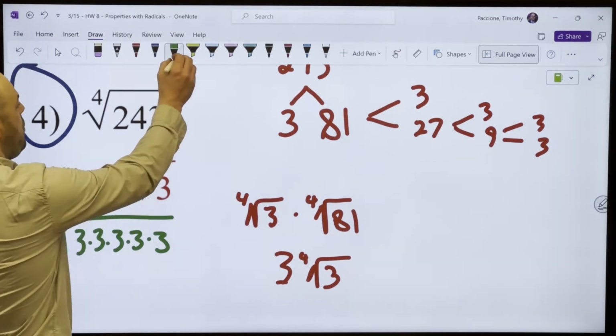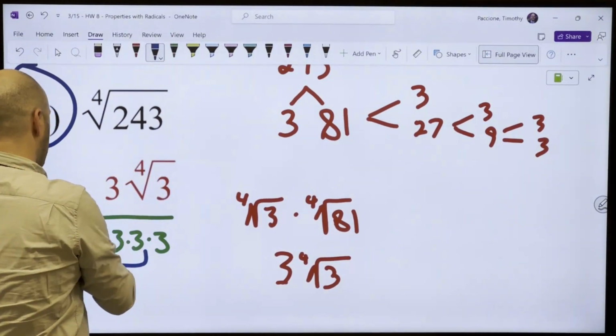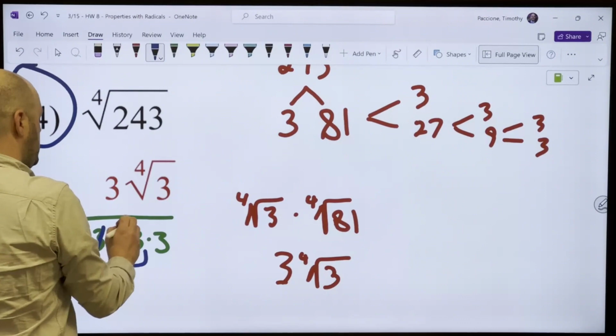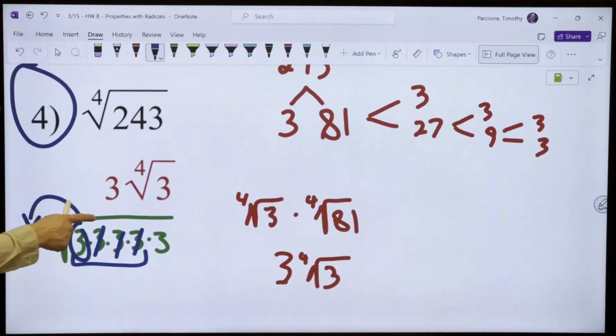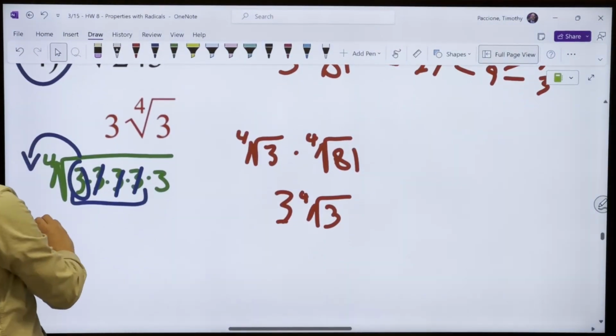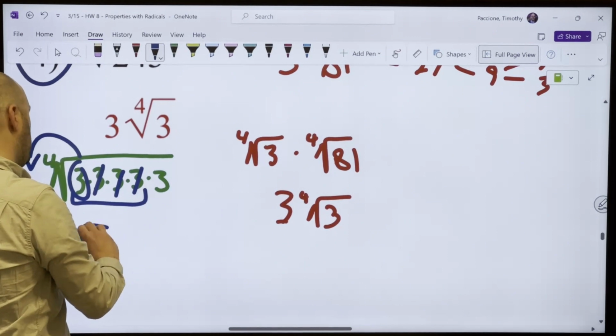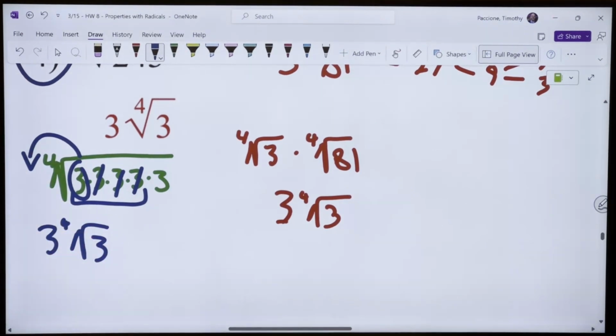And I look for a group of 4. Within that group of 4, 1 comes out, the other 3 go away, and something remains, so I end up with 3 4th root of 3. Yeah, that's the jailbreak version.